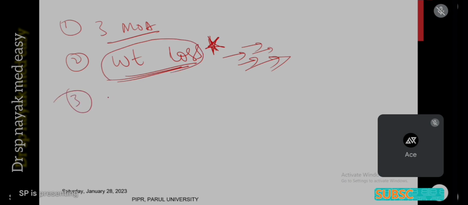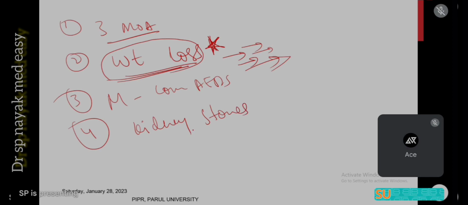Third important point, it can be used as monotherapy or it can be used in combination with other anti-epileptic drugs. Next important point, topiramate can cause kidney stones. Kidney stones, important point. Same like sulfonamides.